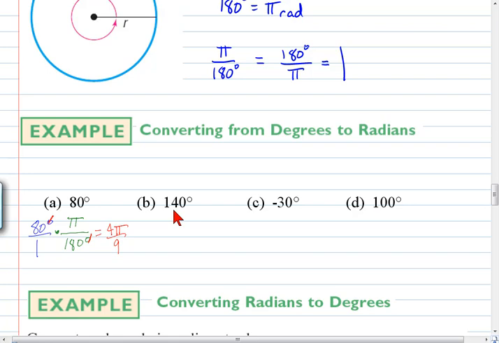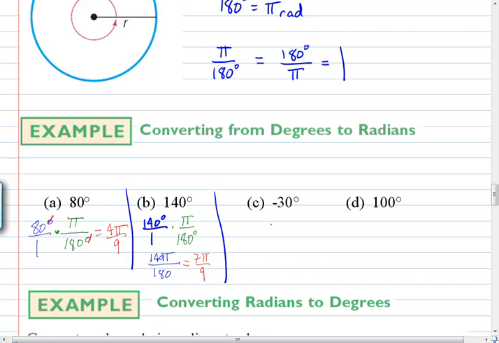What do we do here? Same thing, right? We start out with 140 degrees. We multiply it by what? We want radians. We're getting rid of the degrees. We're canceling out the degrees. So this ends up being 140 pi over 180. But that will reduce to what?